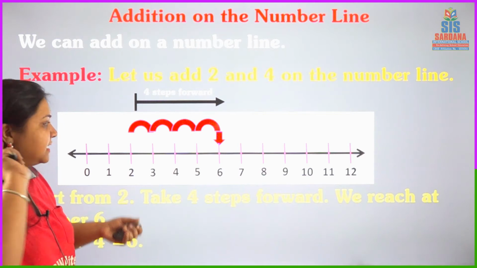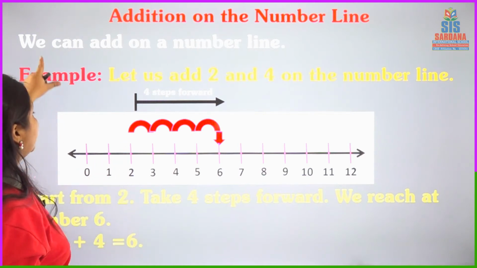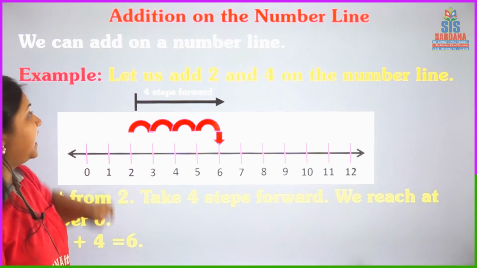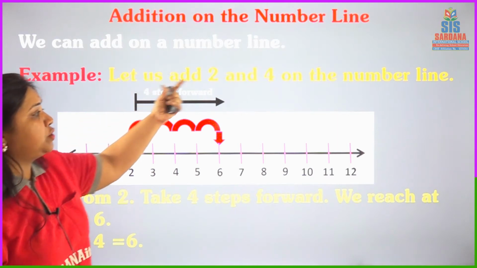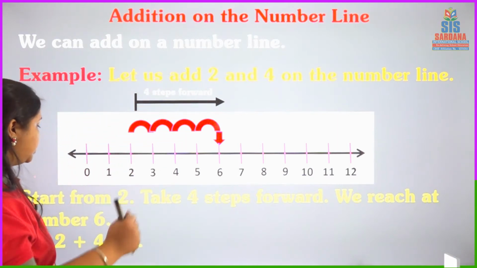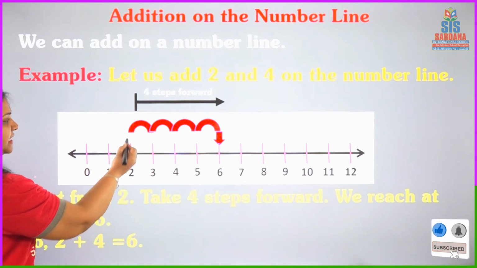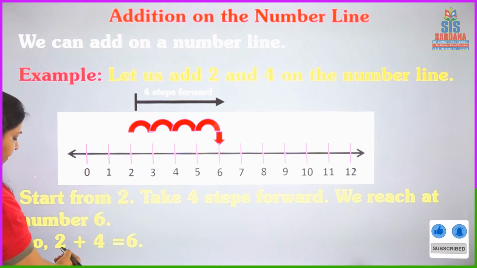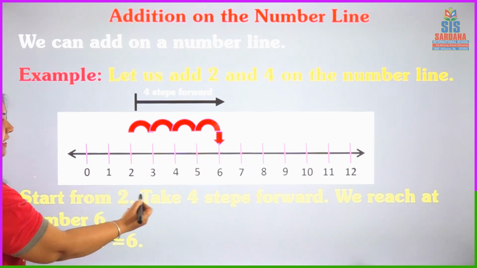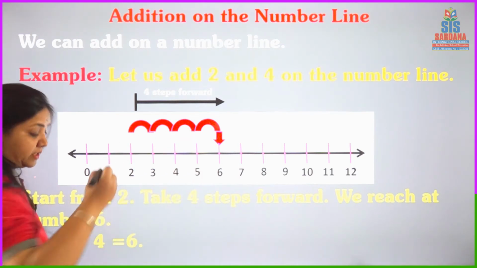Okay. So in that case when we don't have the objects, so how can we count? How can we add? Just look at here. See, we can add on a number line. Let us add 2 and 4 on the number line. 2 and 4. So start from 2. See, we are starting from 2. As 2 is our first number. Then take 4 steps forward.